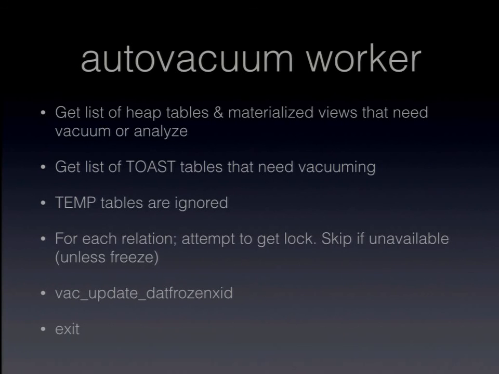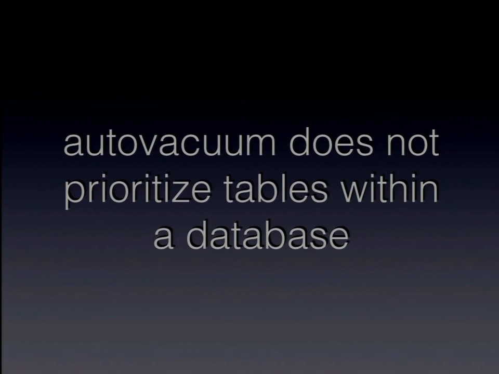Also true. So it will go through each relation. Once it's run through all the relations, it will call the vac_update_datfrozenxid function, and then it exits. It does not sit and loop through the tables. Once a worker has run through its entire list of what it originally identified it needed to do, it just exits. Here's a big one: autovacuum does not prioritize tables within the database. It just says, here's a list of tables that I want to vacuum, and that's it. It doesn't put any kind of priority, and it only runs through the list once.